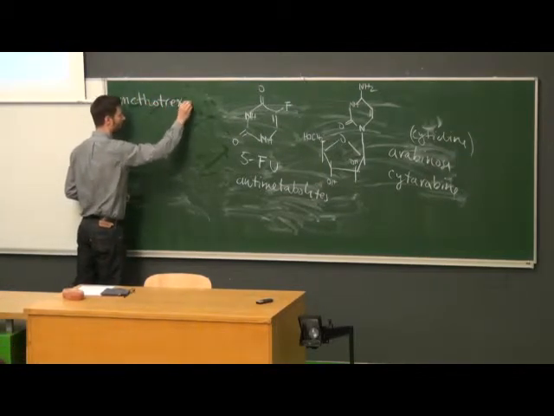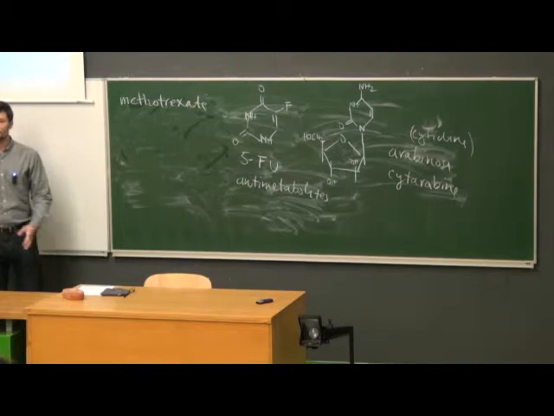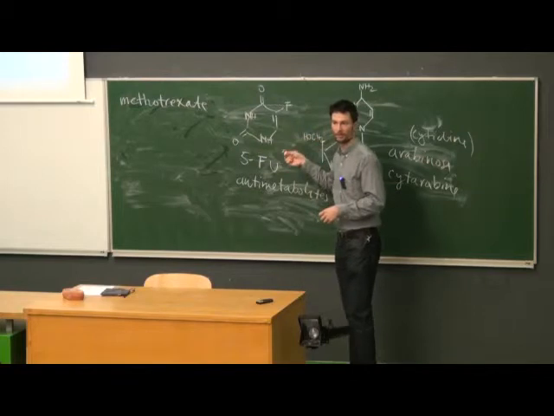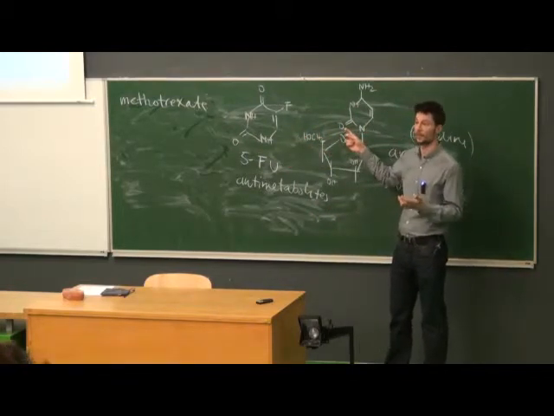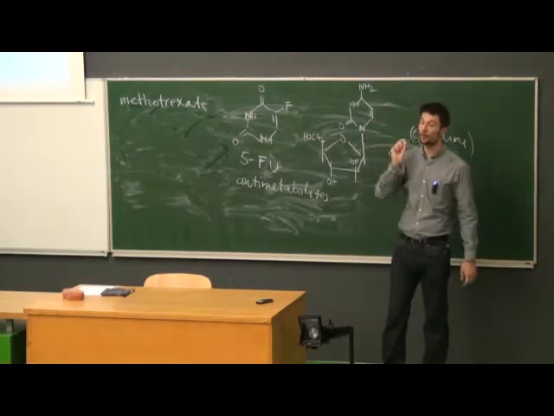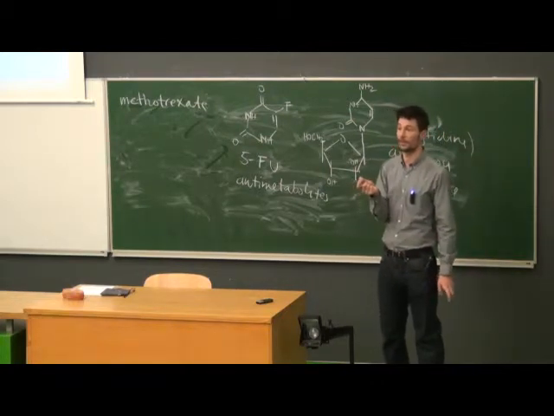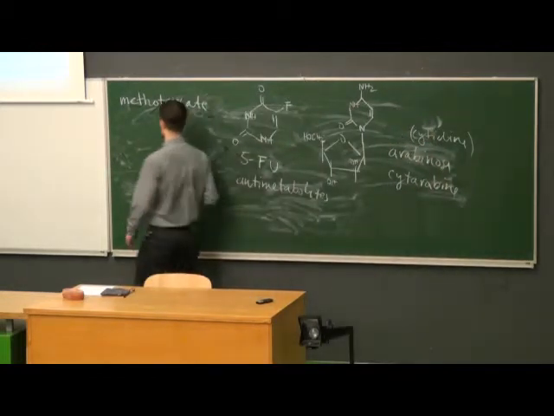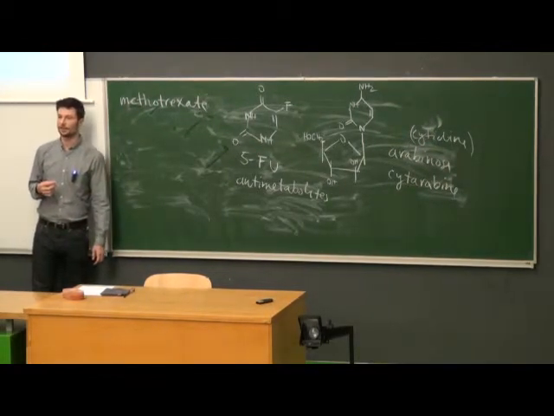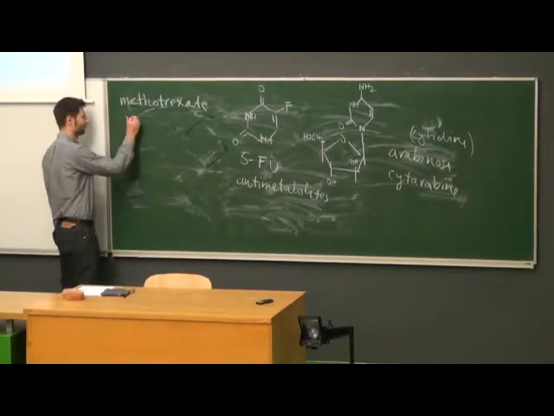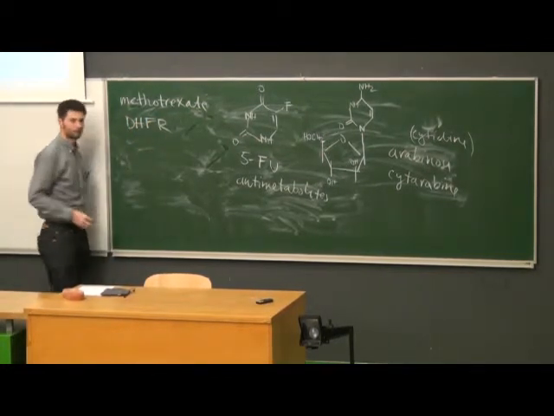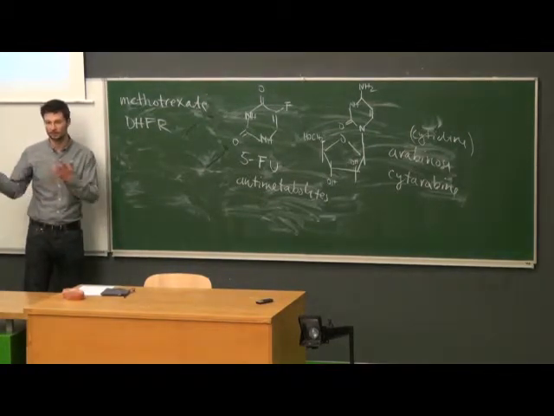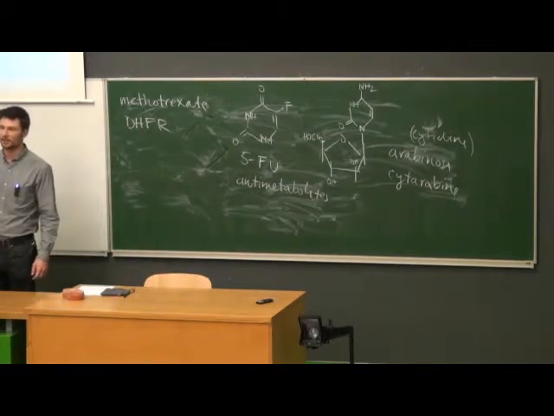methotrexate. Now, methotrexate is not an analog of a base of a nucleotide or nucleoside or pyrimidine or purine. The structure is completely different. But it also affects metabolism of nucleotides. Methotrexate is the inhibitor of an enzyme called dihydrofolate reductase. Do you want me to write down the name? Dihydrofolate reductase. What does dihydrofolate reductase do?